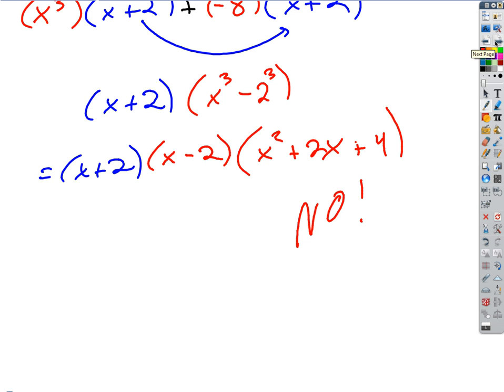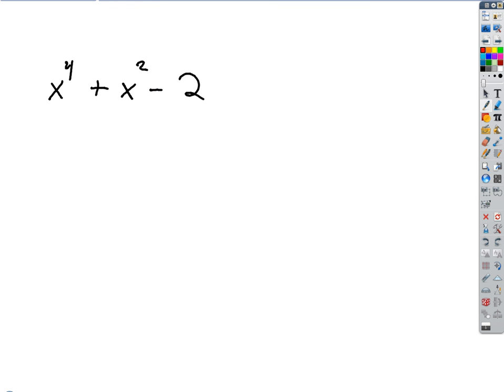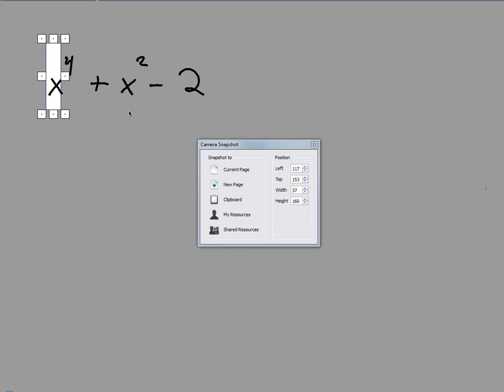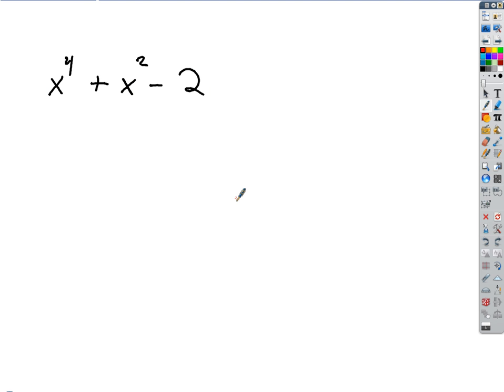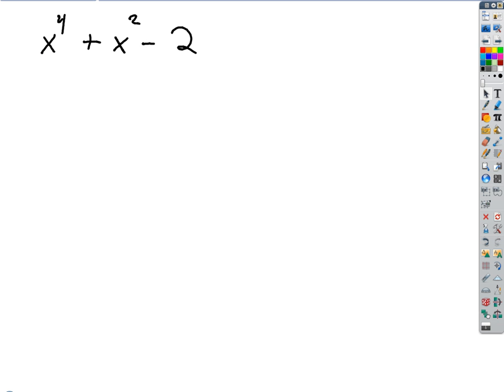Okay, last example. Let's look at one like this. Okay, so let's go back and review some stuff from chapter 5. So what if we had something like this? What if we had x squared plus x minus 2?